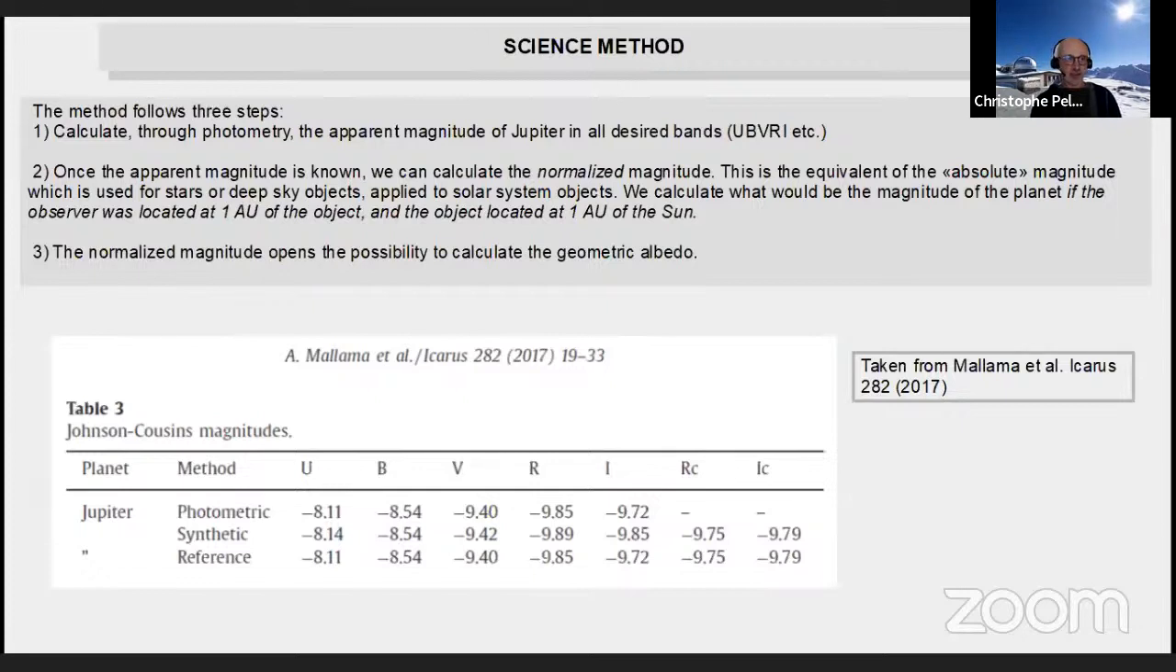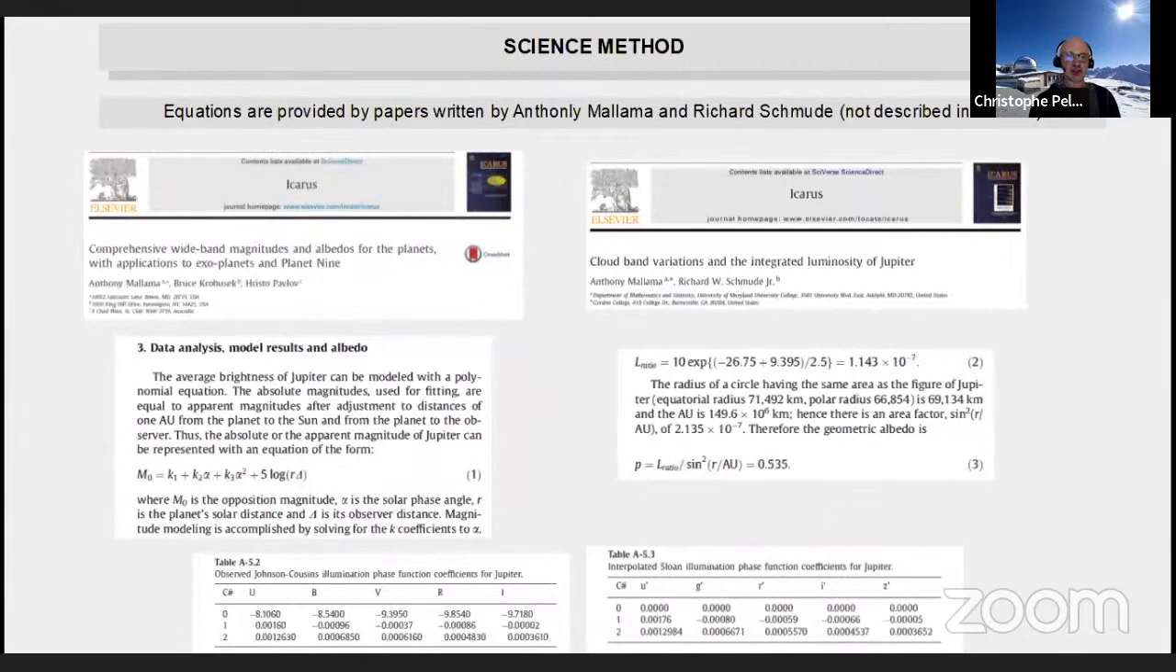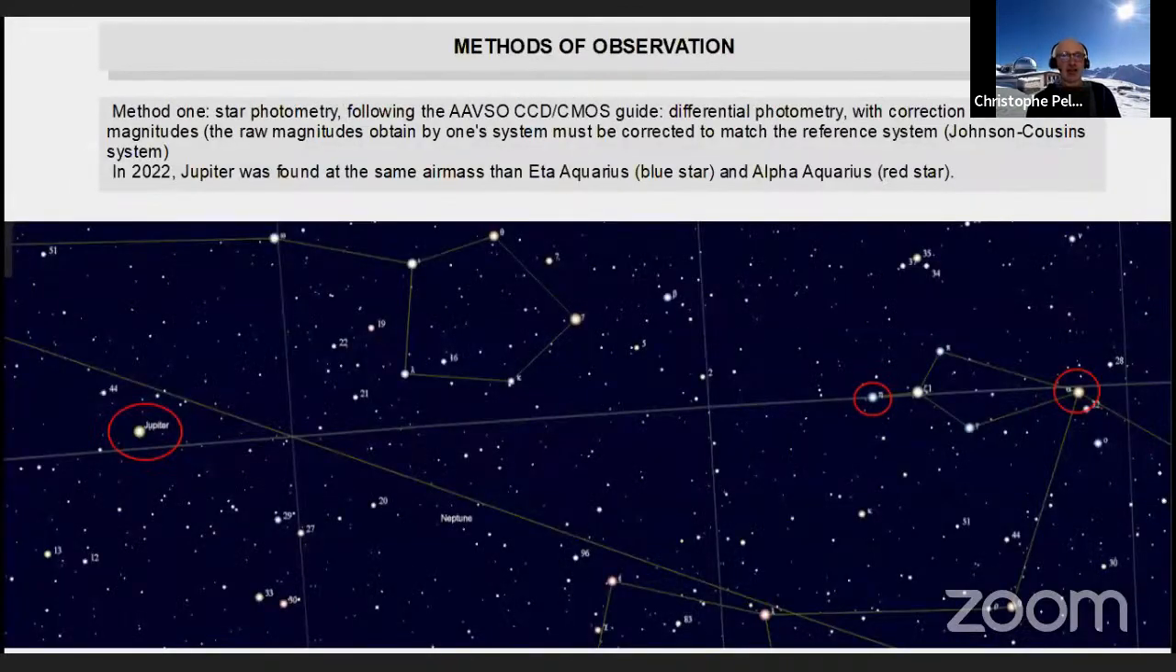Then, once we know the normalized magnitude, it opens the possibility to calculate the geometric albedo. We are going to calculate it through equations found in some papers written by Anthony Mallama and Richard Schmude, but we are not going to dive into this tonight. I'm going to be a bit short on the methods of observation.